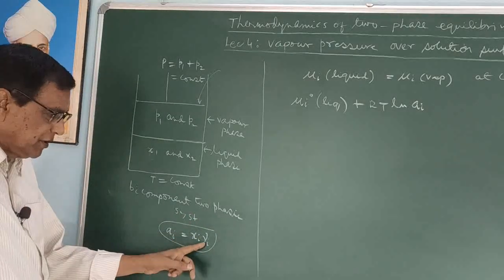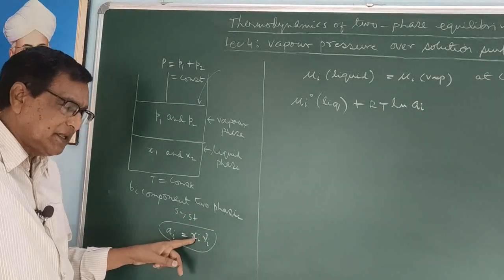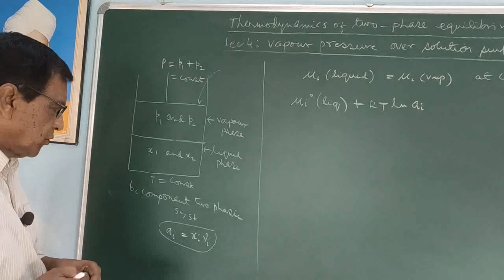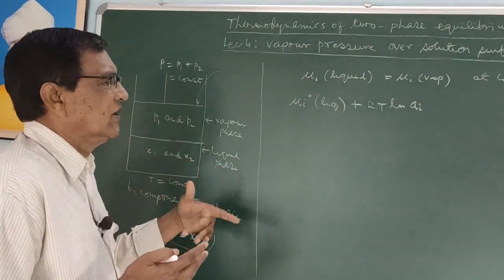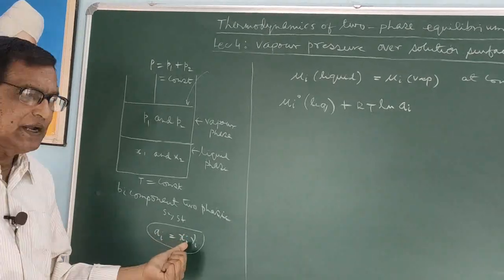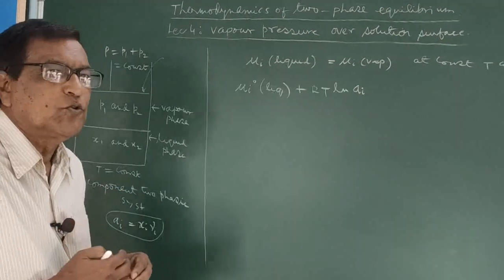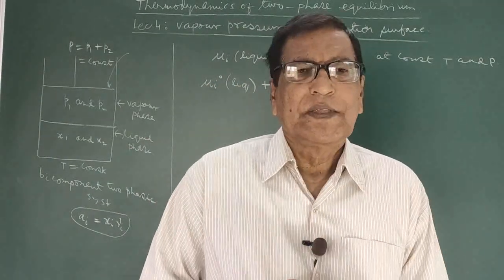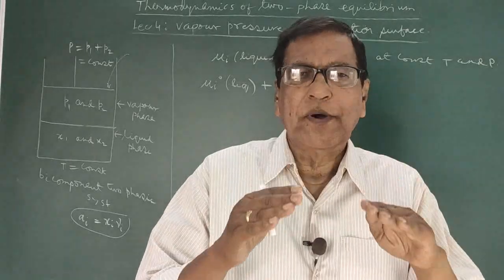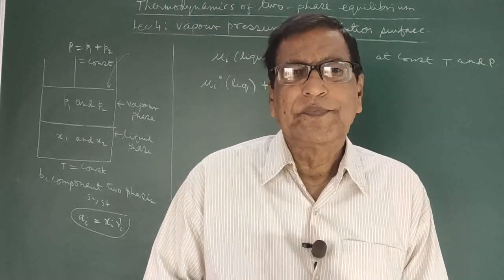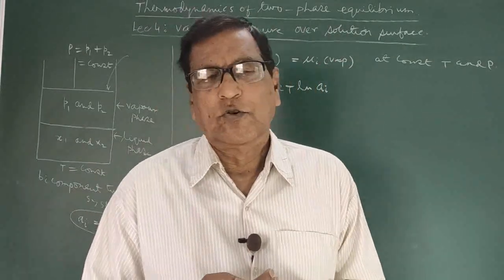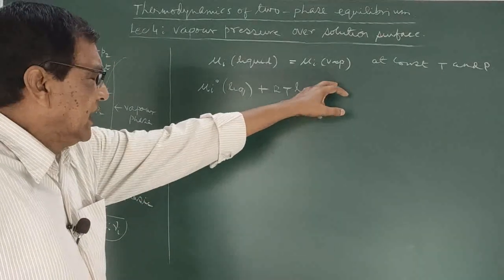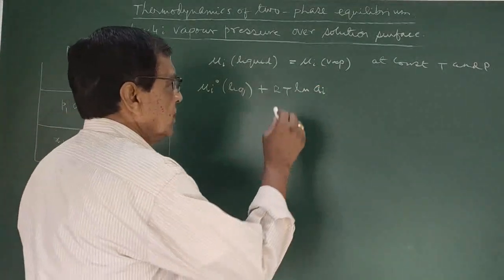Gamma i is the activity coefficient of the ith component, x i the mole fraction of the ith component, and a i is the activity of the ith component. Whether this solution is ideal or non-ideal depends on the value of gamma i. If gamma i is equal to 1, it is ideal. If gamma i is not equal to 1, it is non-ideal. The departure of the value of gamma i from 1, or unity, measures the extent of non-ideality of these solutions.